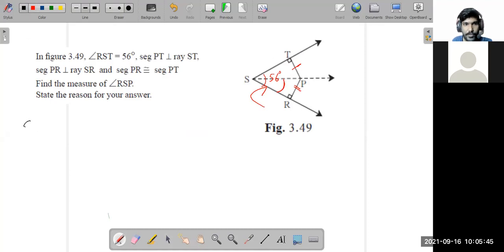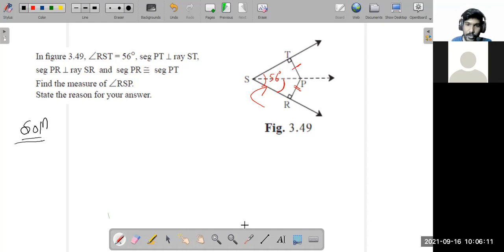What is given and what you have to find out? Yes, sir. Okay, without solving it, can you tell me, just looking at the figure, what should be angle RSP? 28 degrees. That is half of 56. Yeah, correct.